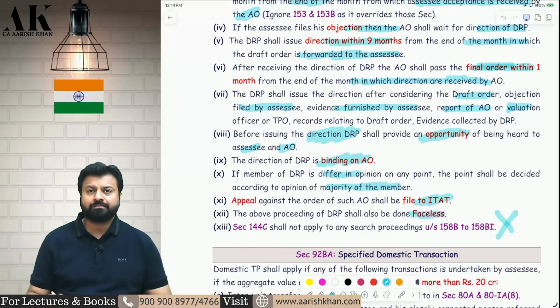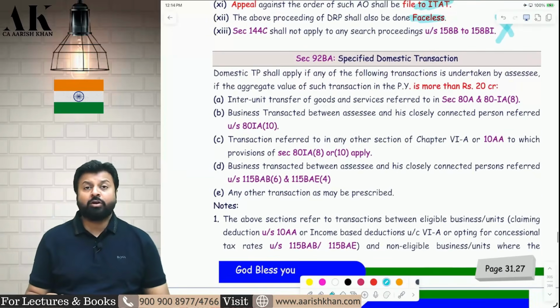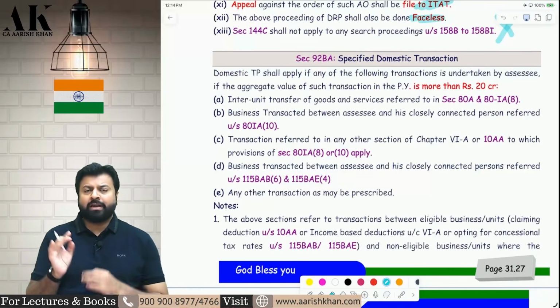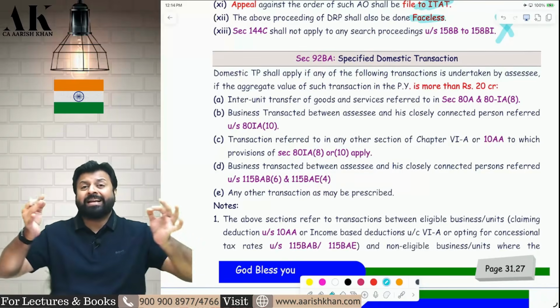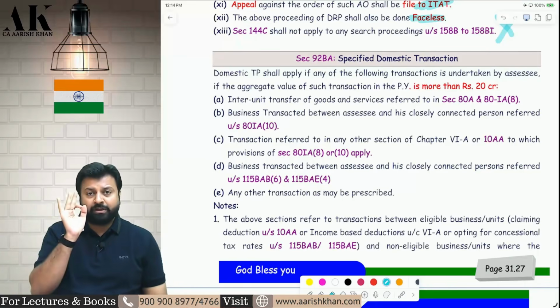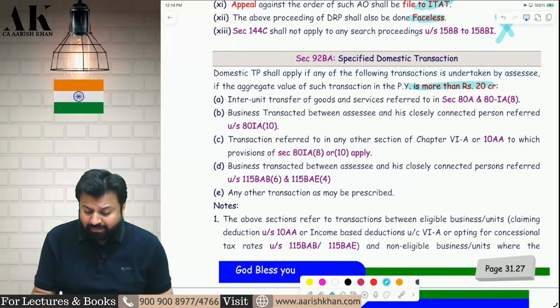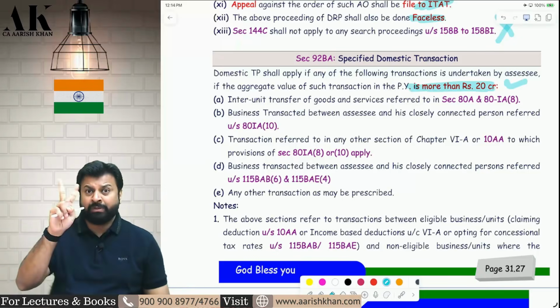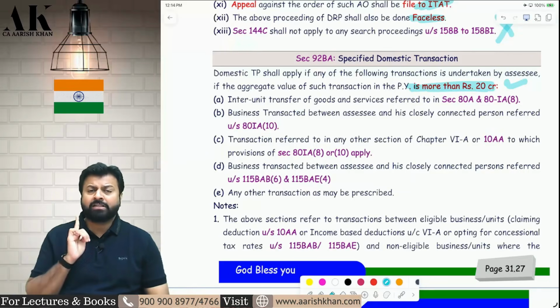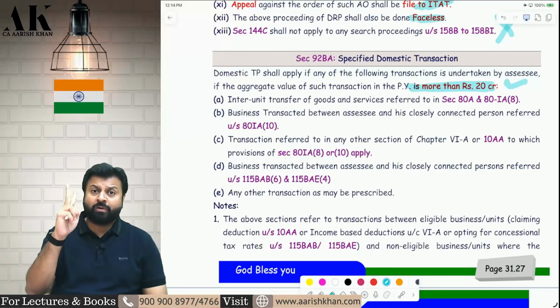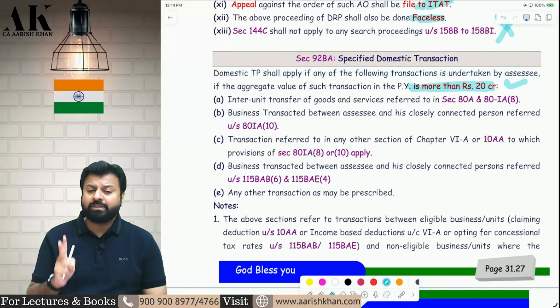Be very careful. Now let's talk about specified domestic transaction. For certain specified domestic transactions, transfer pricing is applicable. As I've told you earlier, for international transfer pricing, there is no threshold. But for specified domestic transactions, transfer pricing is applicable if the aggregate value of transactions during the year exceeds 20 crore rupees. For domestic transfer pricing, there is a threshold of 20 crore rupees. It should exceed 20 crore rupees, then only transfer pricing is applicable, otherwise not.